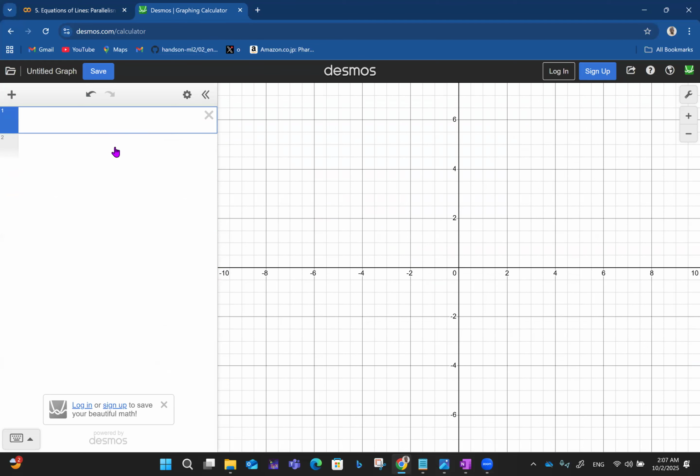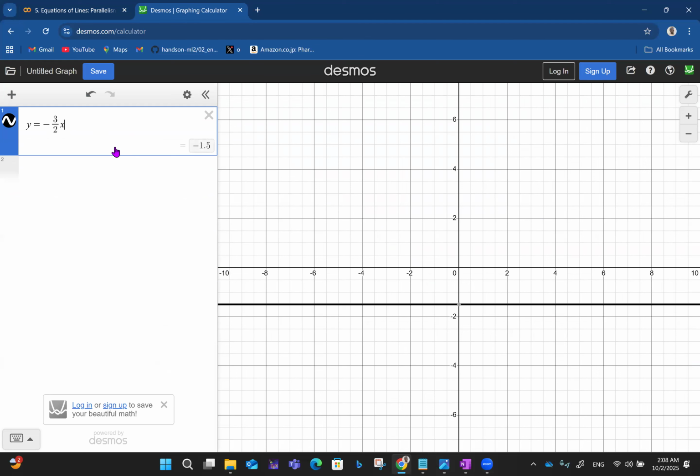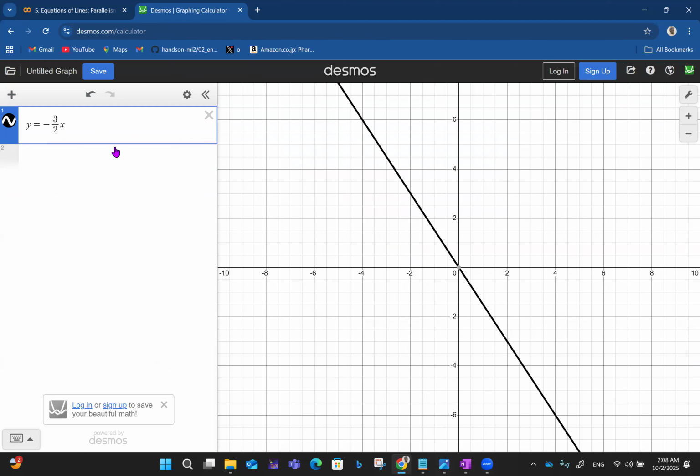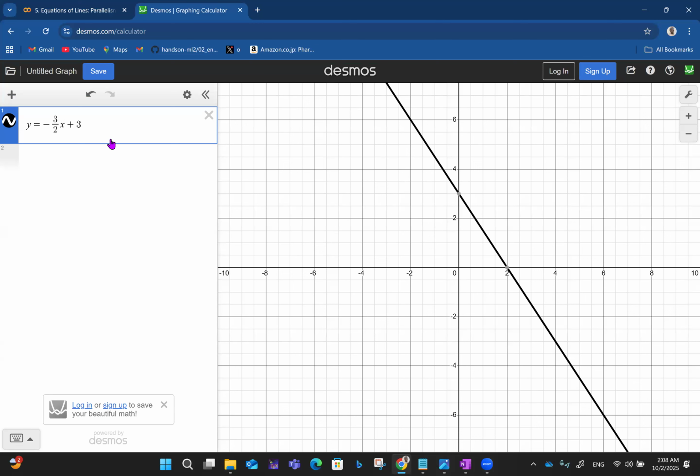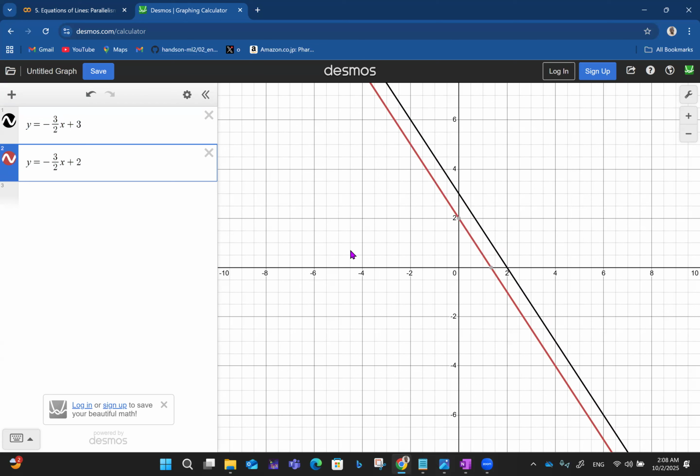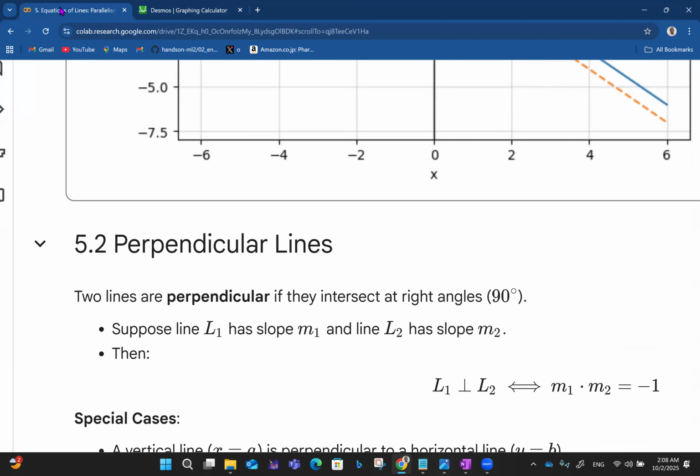So the first one, y equals minus 3 over 2 x plus 3. That's what we have there. Then, since they have the same slope, I can just copy and paste this. And the other one is minus 3 over 2 x plus 2. So you can see these two lines are parallel, like we saw over there. So that's exactly what we have here.